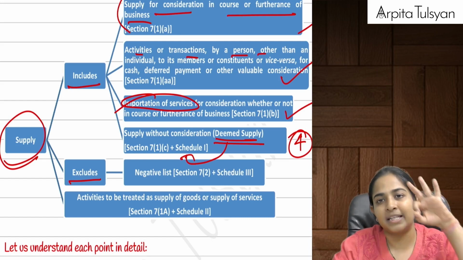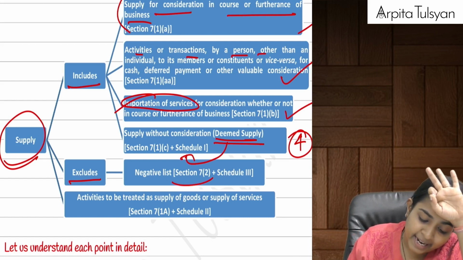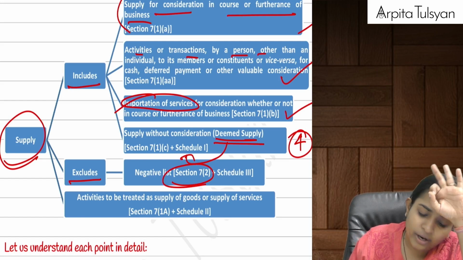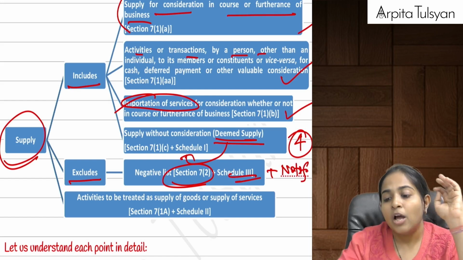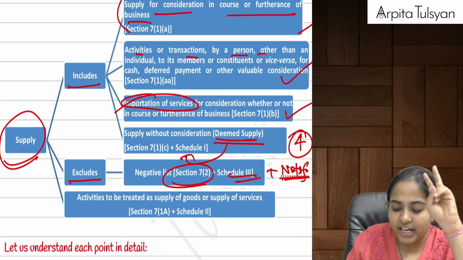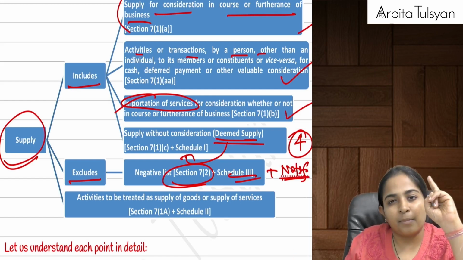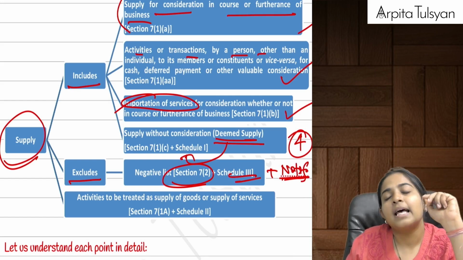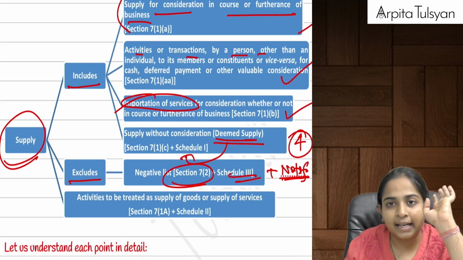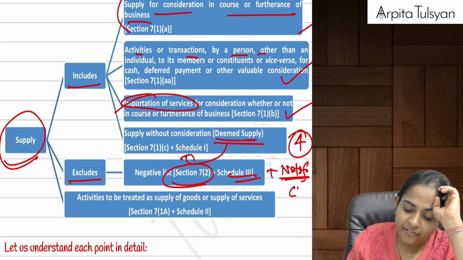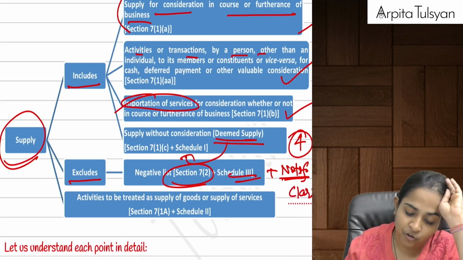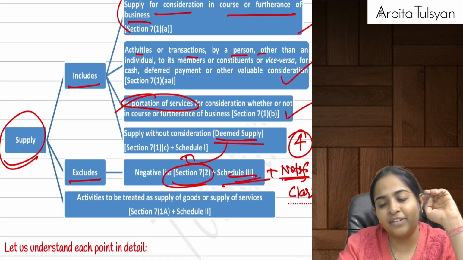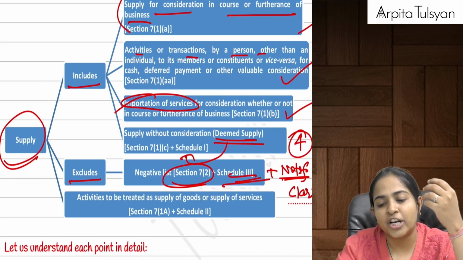In excludes, three parts were there. One was your negative list. Negative list was given in schedule number 3, plus notification was given, plus clarification was given. In notification we had two points: panchayat and municipality functions, and sale of alcoholic liquor license. Then the clarification was that a bus going from one place to another is not a transfer of the bus. And in schedule 3 we studied 8 pointers in total.